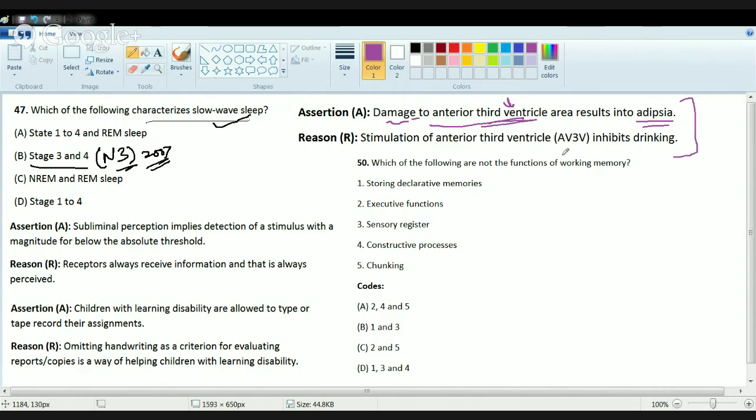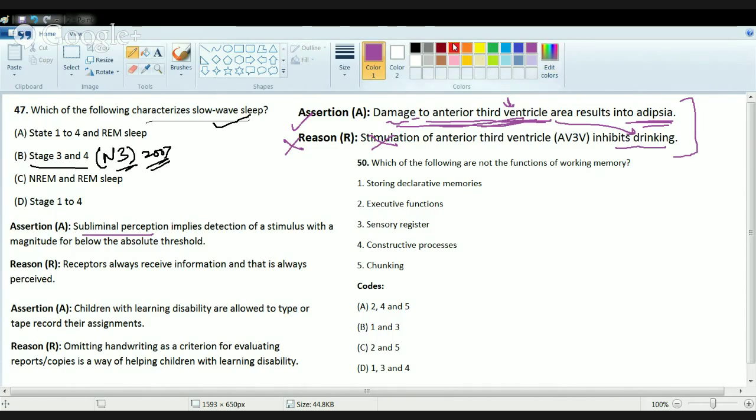So therefore, we can say damage to the anterior third ventricle results in adipsia. That's correct. And also damage to the anterior third ventricle leads to inhibition in drinking. It's not a stimulation but damage. So the reason is incorrect and the assertion is correct. Okay. The next question is about subliminal perception.